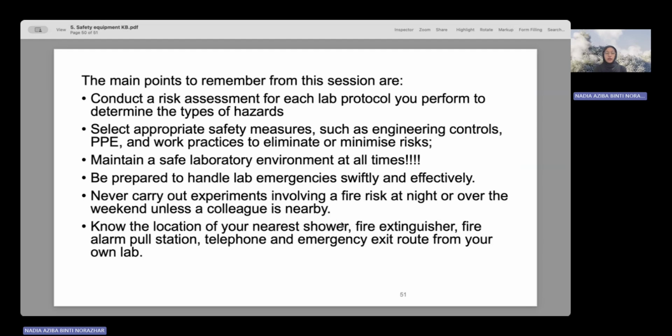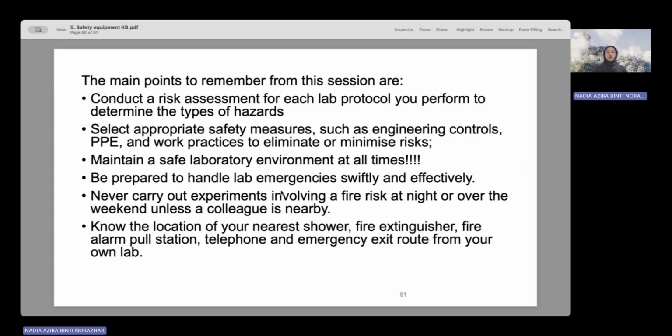Here are the main points to remember from this session. Point number 1 is to conduct a risk assessment for each lab protocol you perform to determine the type of hazards. Next, select appropriate safety measures such as engineering controls, PPE, and work practices to eliminate or minimize risks. Next, maintain a safe lab environment at all times. So do keep aware of any potential hazard surrounding us in the lab.